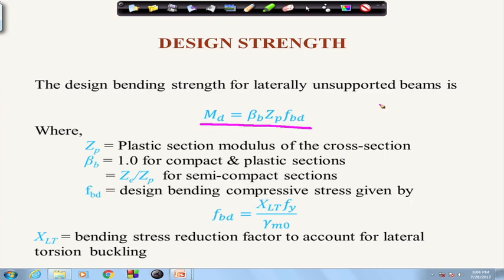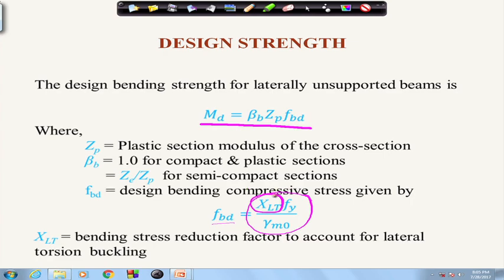Now, this f b d we can find out from this design bending compressive stress, that is chi L T into f y by gamma m 0. Now, again I am repeating that this design bending compressive stress is reduced by this factor chi L T. This chi L T is called the bending reduction factor, bending stress reduction factor, to account for lateral torsional buckling.